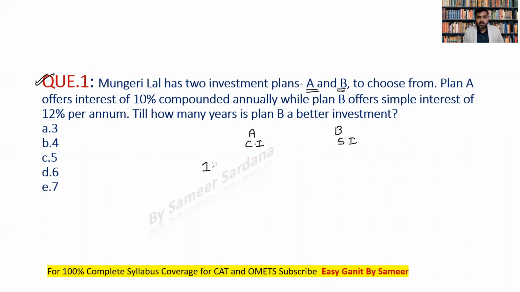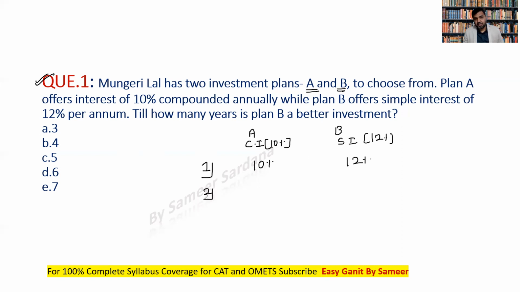So guys, if I talk about the first year, you see that the rate of interest on compound interest is 10%. This is 12%. When I talk about the first year, I'll be getting 10% of my principal. But here I'll be getting 12% of my principal. So that means B is better, right?